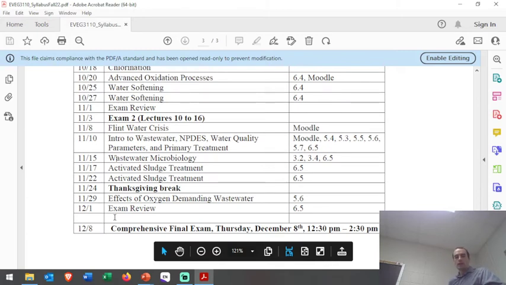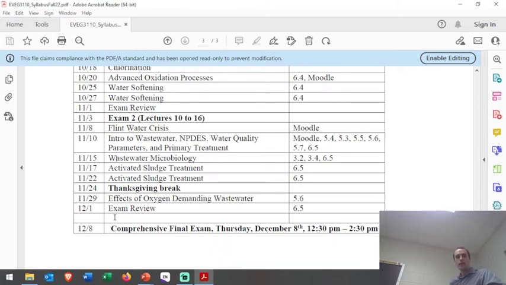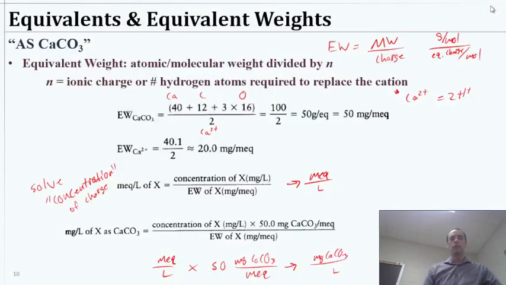Okay, so that's tentatively what it's looking like. So we'll let you know if anything else changes. I'll probably post a revised schedule syllabus to Moodle before long.